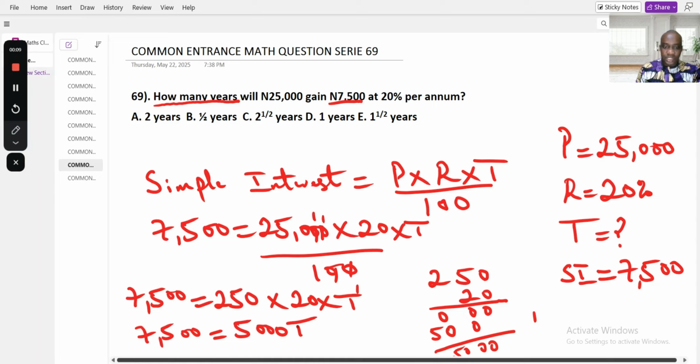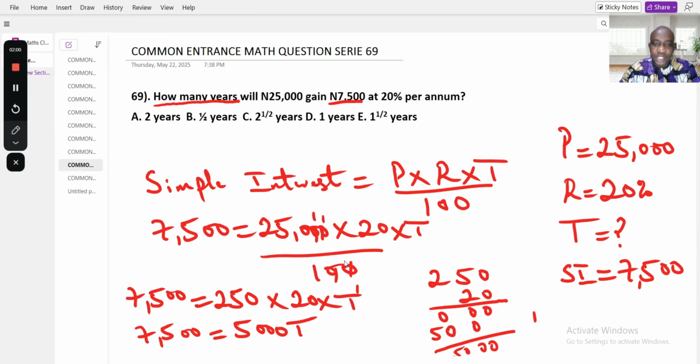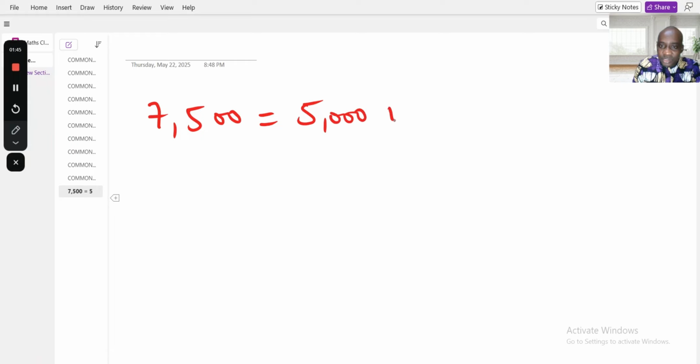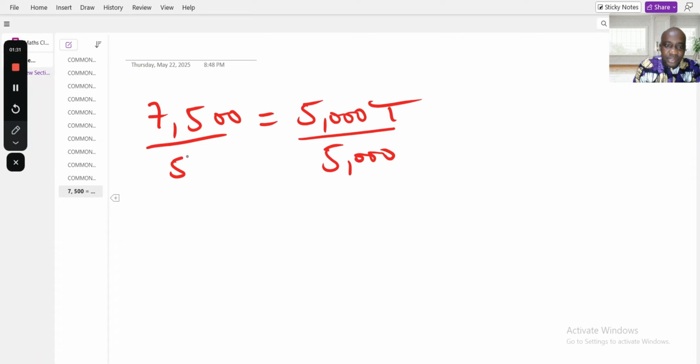We are trying to look for the t. Let me write the question in the next page. I don't want to clean this page up so that we continue from there. Therefore, we have the final question: 7,500 equals 5,000 t. When you have a question like this, we are going to divide both sides by what? Coefficients of t, which is anything beside t. We are looking for the time. 5,000 here divided by 5,000 here.